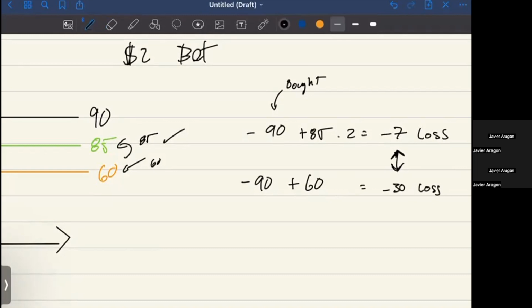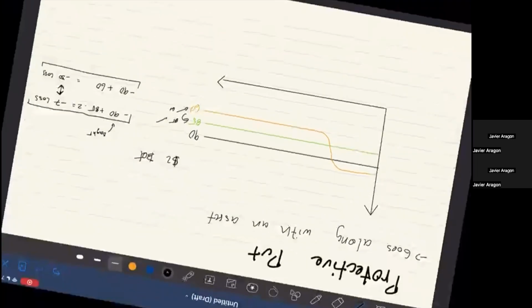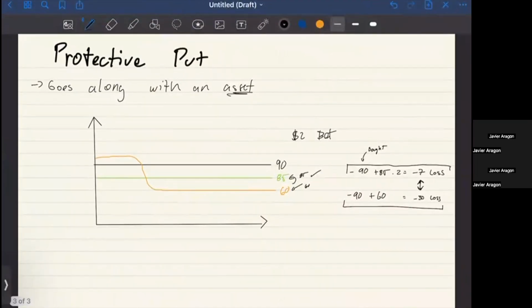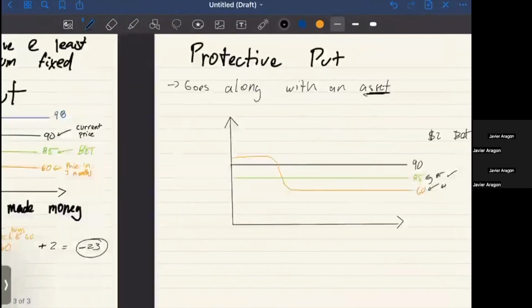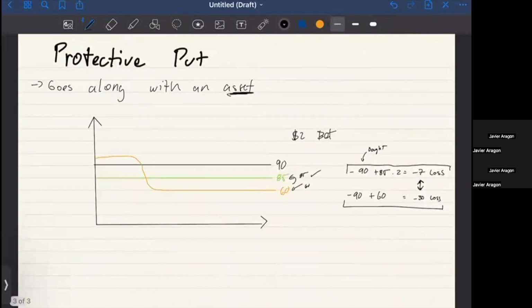This is nearly 4 times the loss you would have had if you did not choose to protect your asset. Here the most you can lose is $7 because of the cost of the bet and the amount of money you'd be able to lose. So that's just a quick and easy protected put. Remember that puts were kind of like insurance, and in this case you do have the asset, not like before where it doesn't necessarily mean you're holding the asset. Here you actually have it.